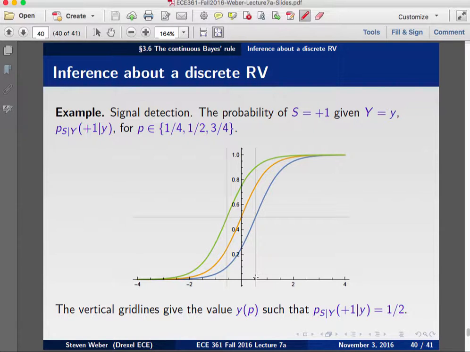And so the interpretation is that if we know p equals 1/4, then we're going to guess that s equals plus 1 for any y above 1, roughly, and s equals -1 for any y less than 1. If, on the other hand, we knew p equals 3/4, which corresponds to the green curve, then our threshold is roughly just around -1. And now we're going to guess s equals plus 1 for any y greater than -1, and we're going to guess s equals -1 for any y less than -1.